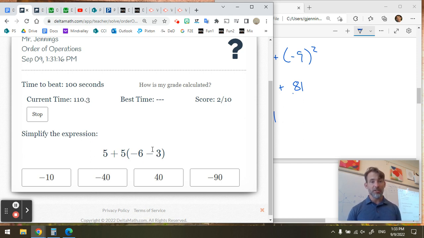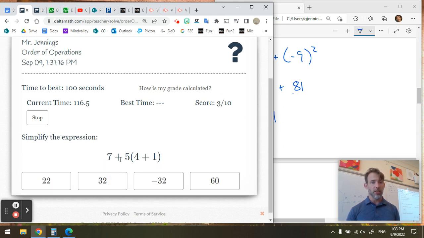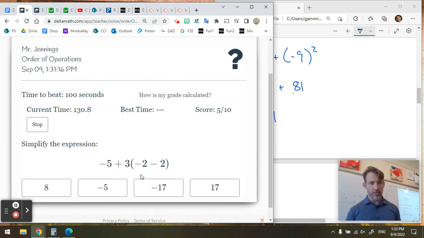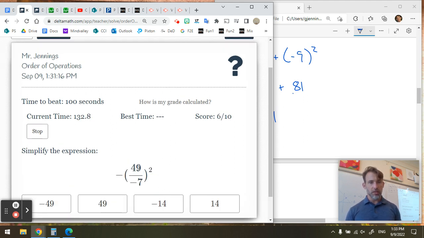So this will be 5 times negative 9, which is negative 45, and 5 minus 45 is negative 40. This one here, I have to do the bracket first, so this is 7 plus 25, which is 32. This one I have to do the division first, and then I multiply by 2, so this is 26. And this one is negative 17. And this one is negative 49, and so on.